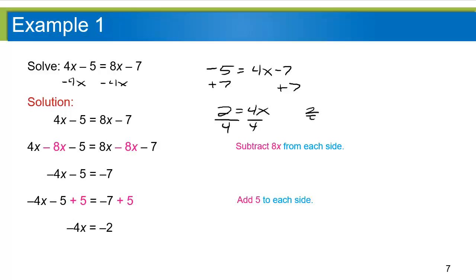And I get 2/4, which equals 1/2, equals x. Isn't that a lot easier than having to do minus 2 divided by negative 4? You've got to remember that minus 2 divided by negative 4 is now positive 2/4, which is positive 1/2. Ugh. Again, more places to screw up, especially if it's an inequality.